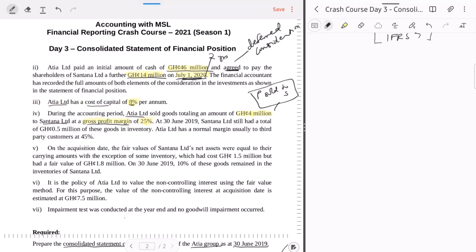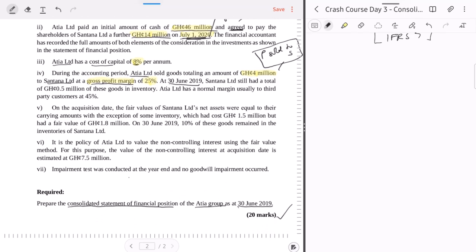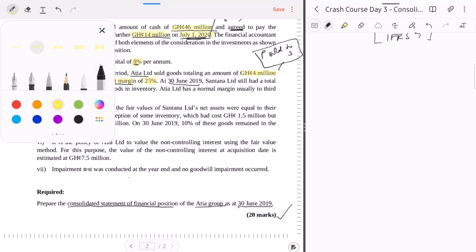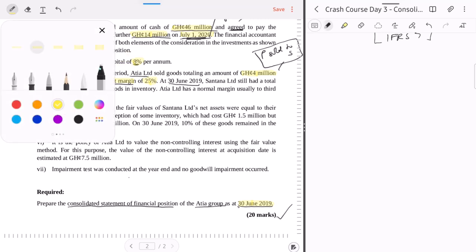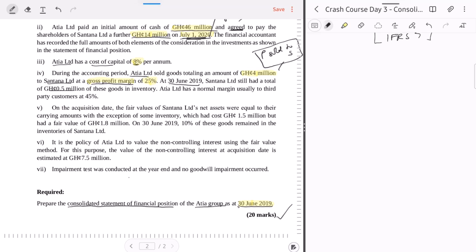They are saying at 30th June 2019, take note, that is the year end. If you watch here, 30th June is the year end, right? So they are saying as at that particular date, Santana Limited still had a total of 0.5 million CDs of these goods in inventory. So this is something called inventory that has not been sold, or to be more specific, it is called unrealized inventory.